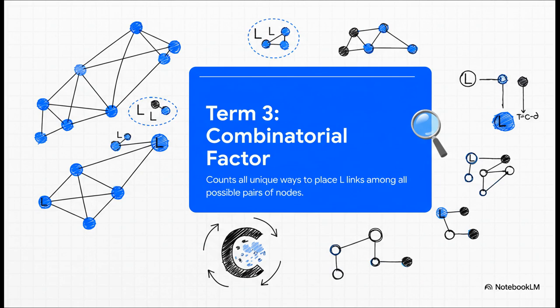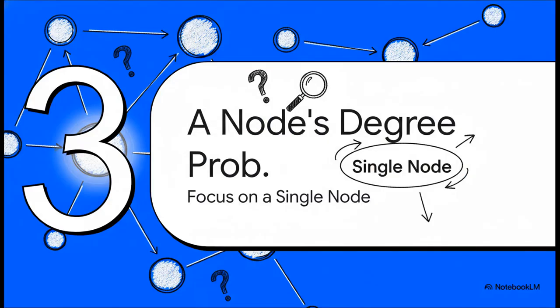And this brings us to the final, crucial piece of the puzzle. See, those first 2 terms calculated the probability for one very specific arrangement of L links. But we don't care which L links form, just that there are L of them. So this combinatorial factor, this choose function, simply counts up all the unique ways you could pick L links out of all the possibilities. It covers every single valid scenario. Okay, fantastic.